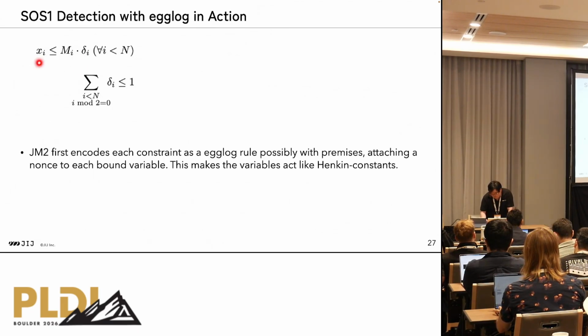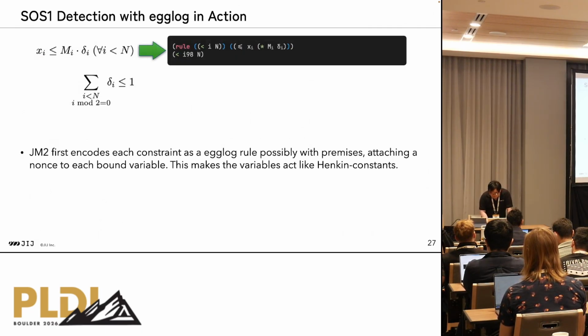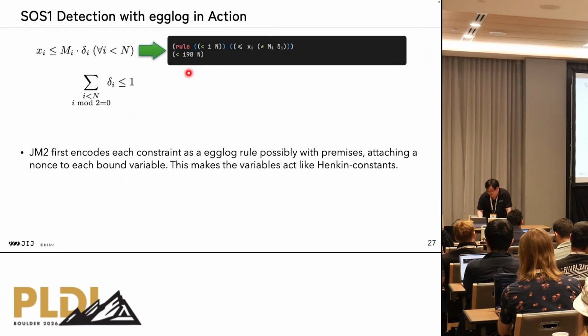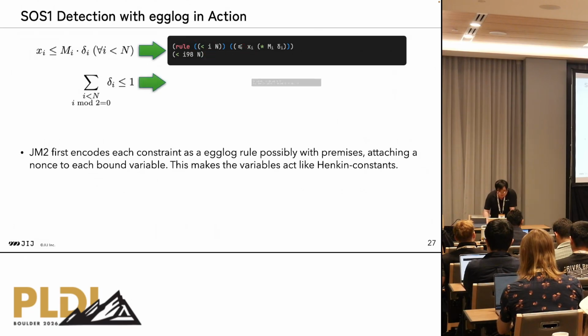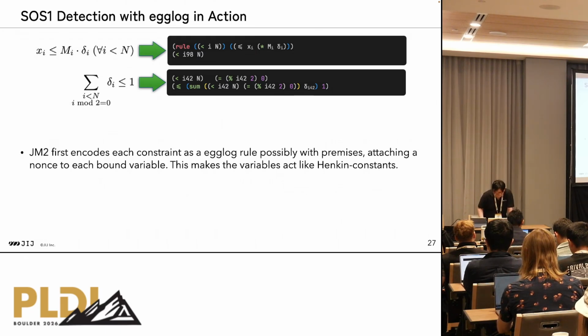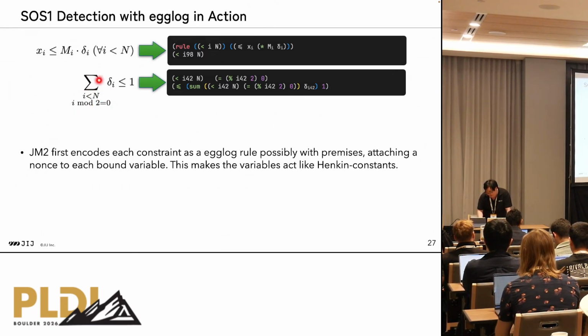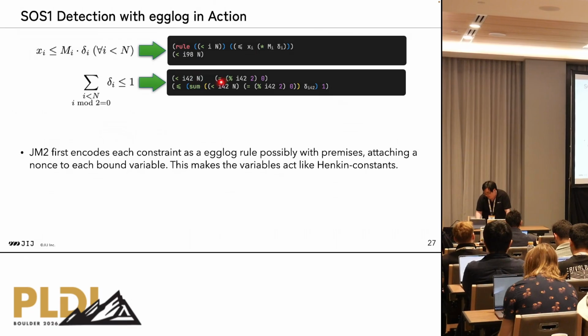Okay, so for the upper bound constraint, we declare a rule saying that under the premise that I is less than n, this upper bound constraint holds, and we also register this particular unique constant I98 together with the fact that it fulfills this premise. And for this constraint, as it is not parameterized over any parameters, it is just an assertion that this sum is at most 1, and we also register a nonce variable or Henkin constant for this bound variable I that fulfills I42 is less than n, and it is even.